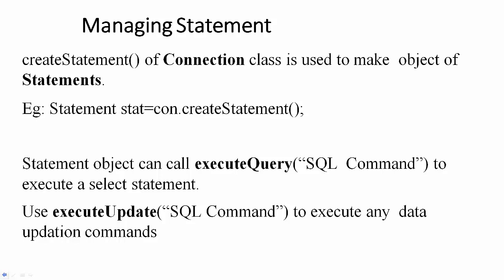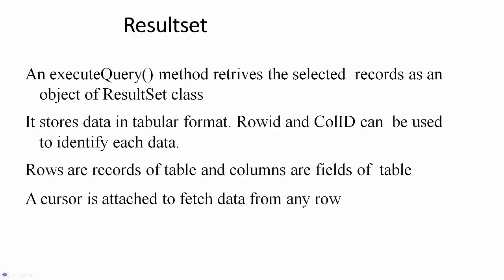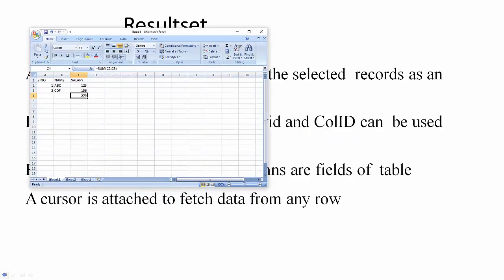ResultSet. If you want to execute a query method, it retrieves the selected records as an object of the ResultSet class. It stores data in tabular format. For example, row ID and column ID can be used to identify the data. Basically data will be in the form of rows and columns, so here you need to specify the row ID and the column ID. Rows are records of the table and columns are fields of the table. A cursor is attached to fetch the data from any row.